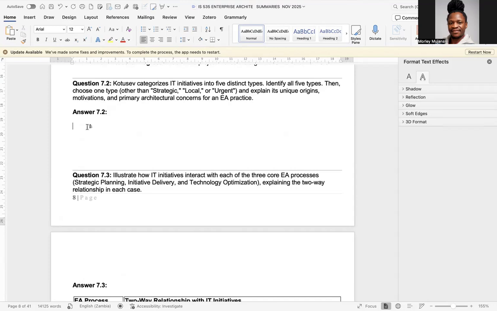So the mandatory ones, we're saying that they are driven by external factors, such as maybe a new government regulation or a vendor ending support for a key piece of software. Their motivation is always compliance. So that's one of the types of IT initiative, which is a mandatory one.